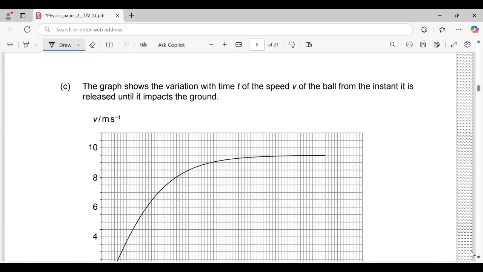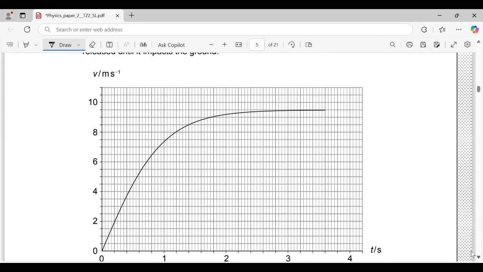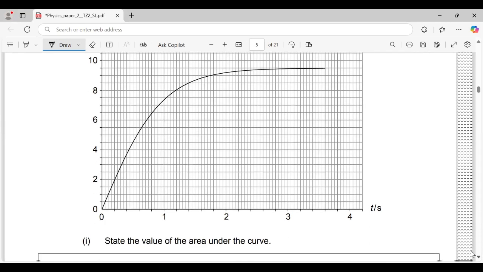The graph shows the variations with time t of the speed v of the ball from the instant it is released until it impacts the ground. This is the graph. The vertical axis is for velocity and the unit is meter per second, while the horizontal axis is time and the unit is second.